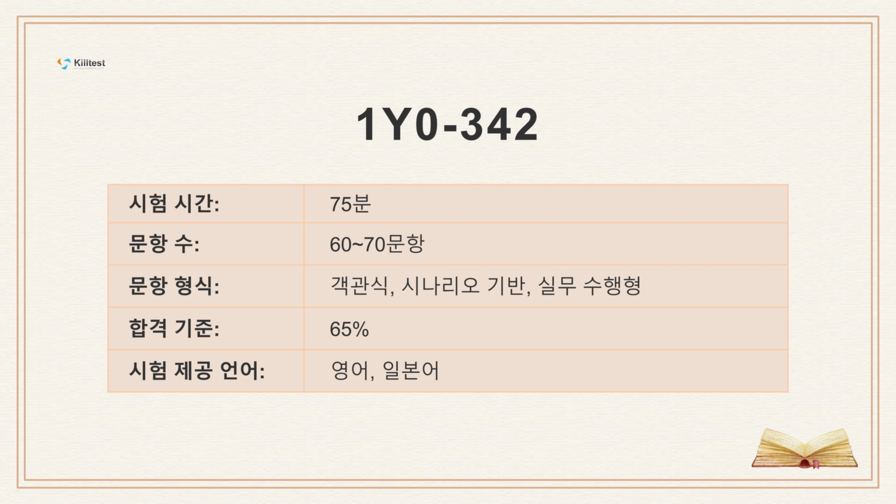We have a very specific target on our radar today. We are decoding the 1Y0-342, the NetScaler exam. Exactly. And looking at the documentation you sent over, this isn't just a vocabulary test. This thing looks like a beast. We're talking about a 75-minute timer, 60 to 70 questions, and a passing score of 65%. That actually sounds deceptively low. It does. 65 doesn't sound hard until you see the questions.